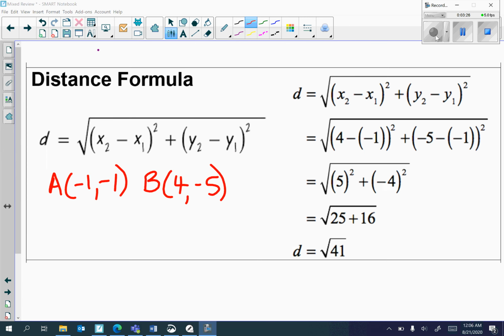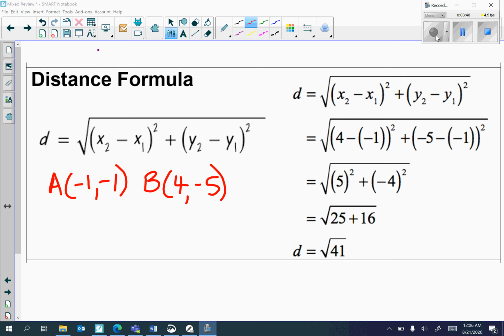Next, we have the distance formula. The distance formula is d equals the square root of x2 minus x1 squared plus y2 minus y1 squared. When we're using the distance formula, we're looking for the length of a side. Remember, the key words for this are perimeter and congruent. So take a look at the example.